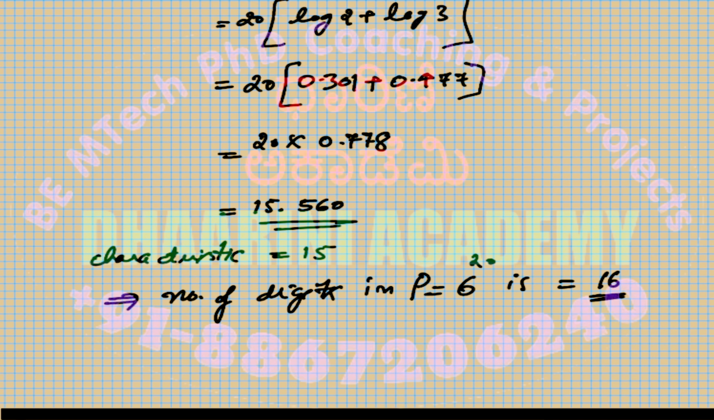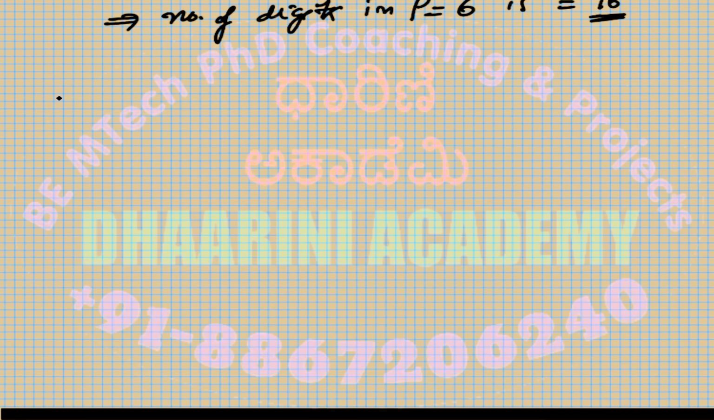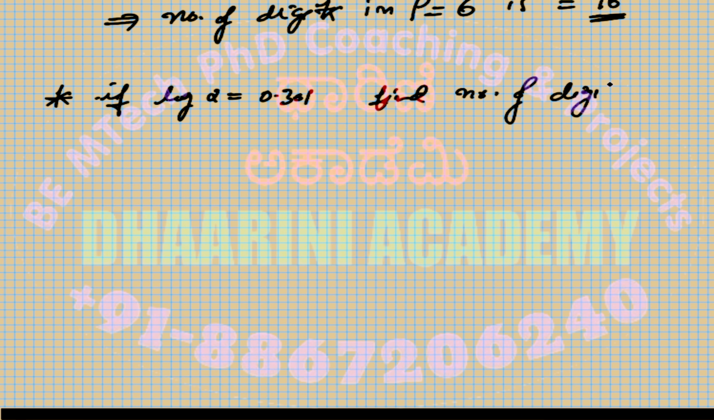All right, let's solve another question of a similar type. If log 2 is equal to 0.301, find the number of digits in 4 to the power 17.